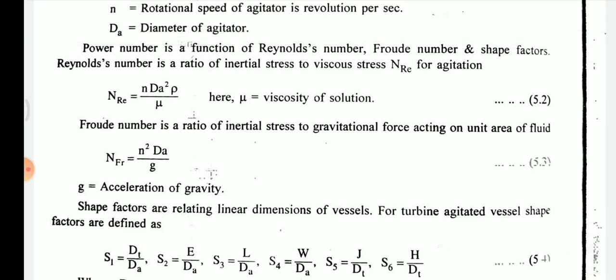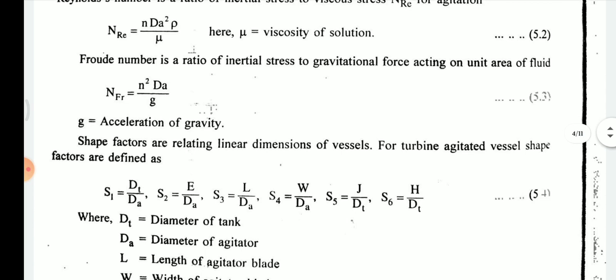And the shape factors relate the linear dimensions of the vessel. For a turbine agitator vessel, the shape factors are defined as S1 equals dt by dA, S2 is E by dA, S3 is L by dA, S4 is W by dA, S5 is J by dt, and S6 is H by dt. dt is the diameter of the tank and dA is the diameter of the agitator.